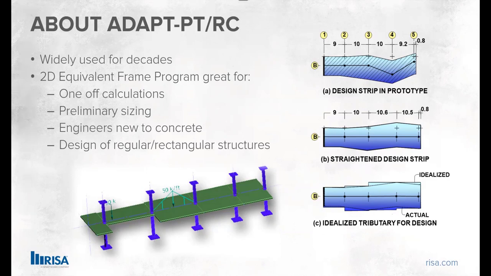It is truly amazing for one-off calculations, preliminary sizing, and even as a training tool for engineers because it's so easy to use and it guides you through the design process, more or less holding your hand. Now, while you can use ADAPT PTRC to design some moderately complex building geometry, it really is best suited for regular and rectangular geometry, such as a parking garage, which is what we're going to be looking at today.